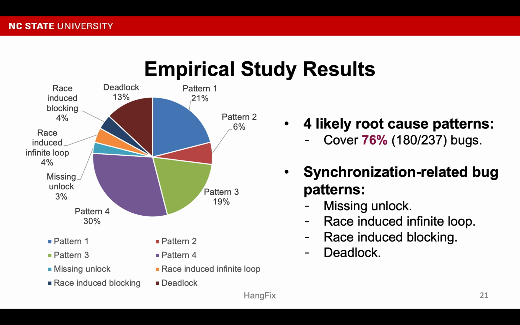This pie chart shows the empirical study results. The results show that the 4 likely root cause patterns cover 76% of bugs. We also identified 4 other root cause bug patterns: missing unlock, risk-induced infinite loop, risk-induced blocking, and deadlock. These 4 bug patterns are all related to synchronization or concurrency.